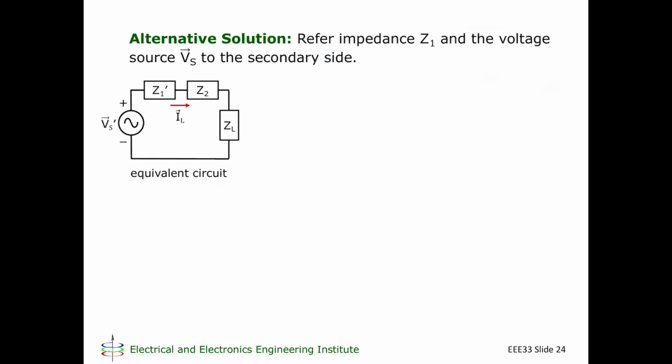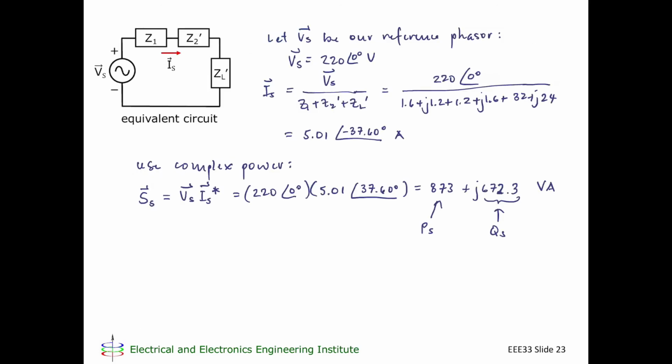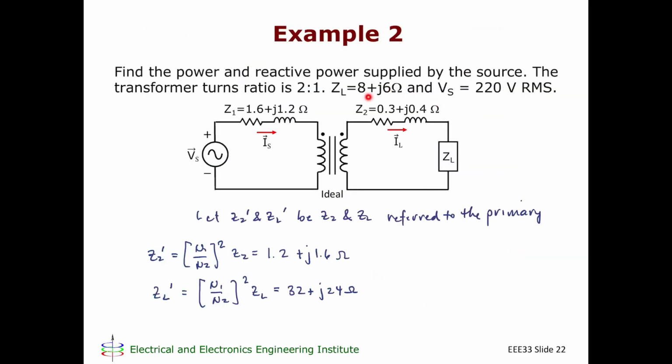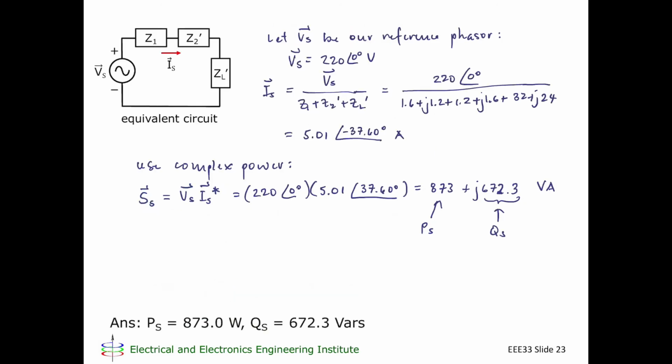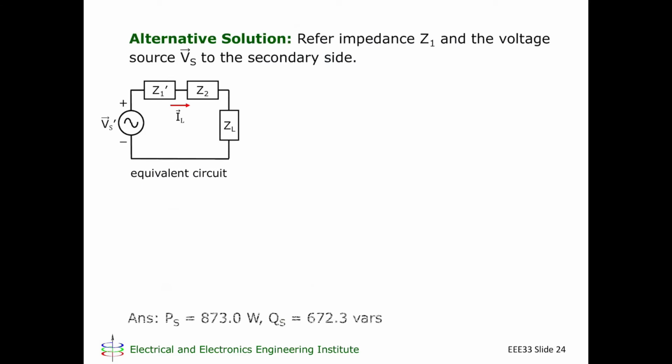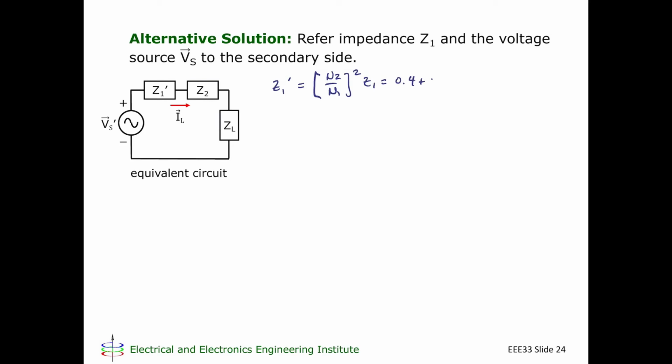Okay, an alternative solution is to refer impedance Z1 and the voltage source V sub S to the secondary side. So, instead of referring these to the primary, we will refer these two to the secondary. So, what is Z1 prime? This is Z1 referred to the secondary. This is N2 over N1 squared. Note now, it's N2 over N1 because we're going from the primary to the secondary, multiplied by Z1. So this is going to be Z1 divided by 4, or 0.4 plus J0.3 ohms.